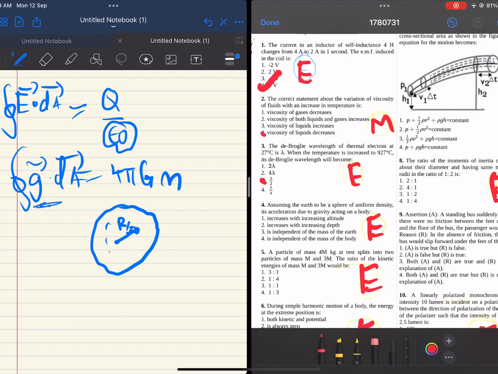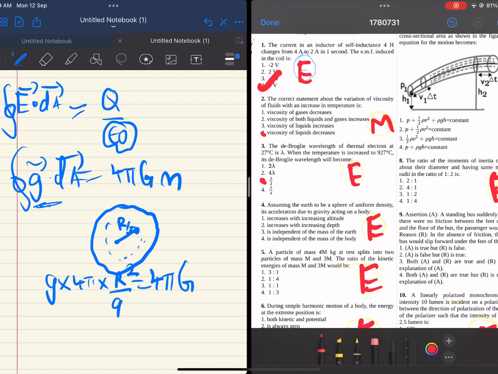At a distance r by 3 from the center of the earth, g can come out since it is uniform for all the elemental areas on this spherical surface. So g times the area, which is 4 pi r square by 9, is 4 pi g. The mass of the earth inside this sphere is not the complete mass.